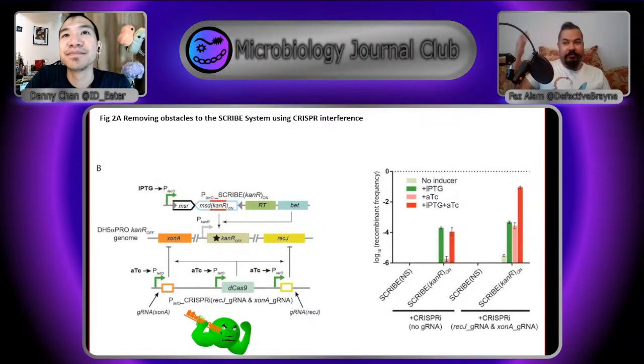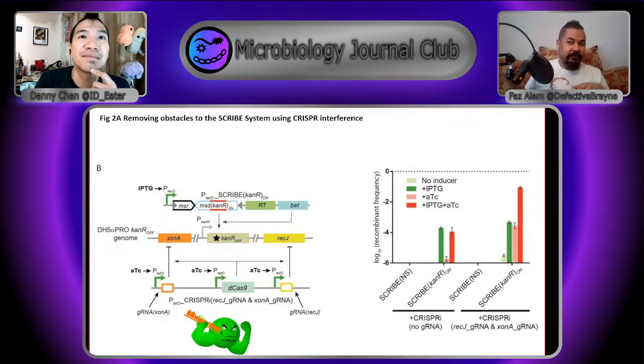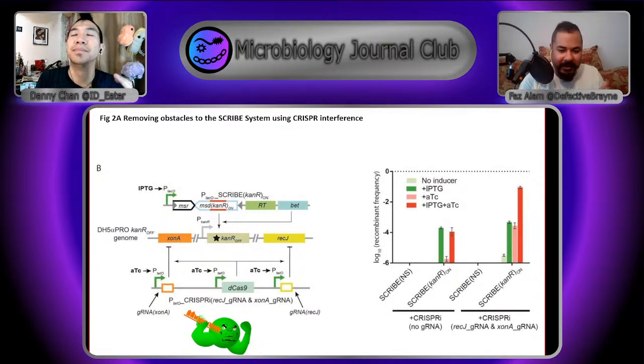Yeah. So next picture basically describes how that system works and shows the graph of it working. They're adding in the CRISPR and they've got the two controls, one without guide RNA, one with guide RNA for RecJ and XonA, which are the two exonucleases we want to get rid of. And the CRISPR is under the ATC, so I think it's acetotetracycline or something like that. I need to check my notes for the actual proper name.